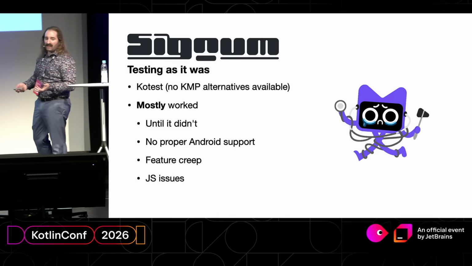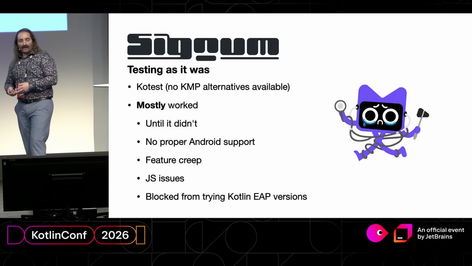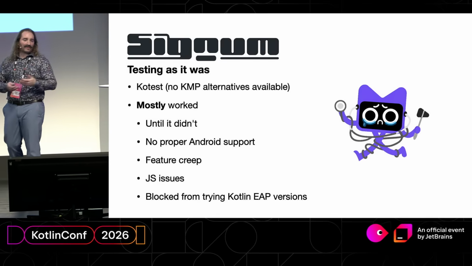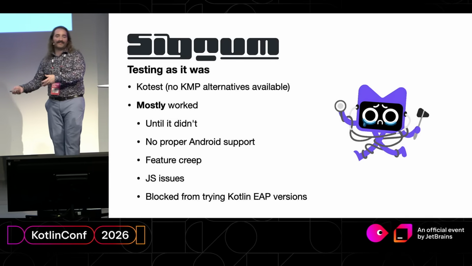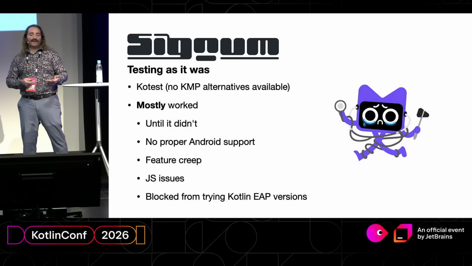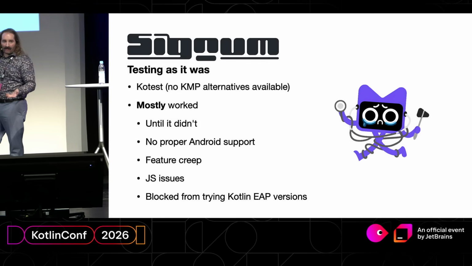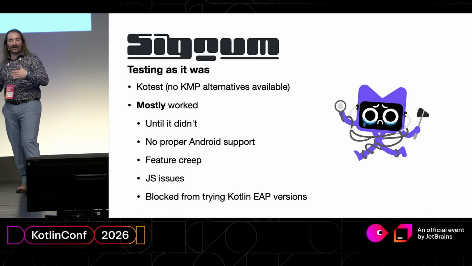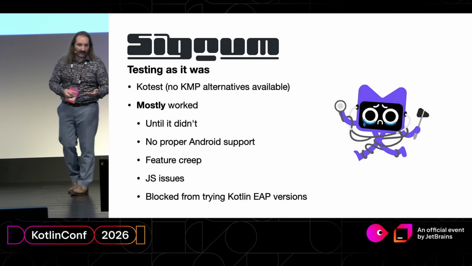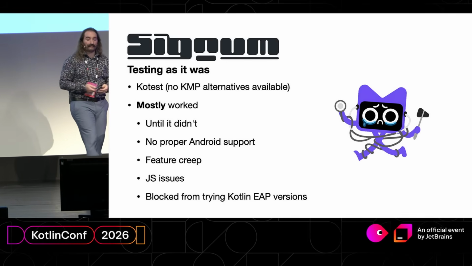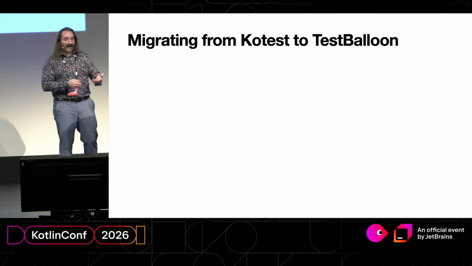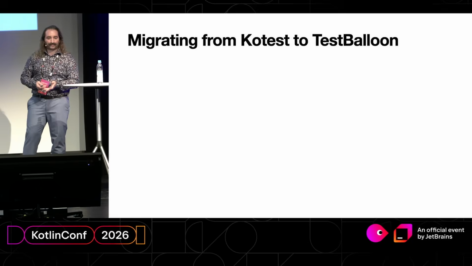for complex multi-platform projects. And it even blocked us from trying out early access previews of Kotlin, which means that when the releases were ready, Kotest caught up, errors showed up in our code, errors which we could not report to JetBrains before the final releases of Kotlin were prepared. So we migrated from Kotest to TestBalloon.